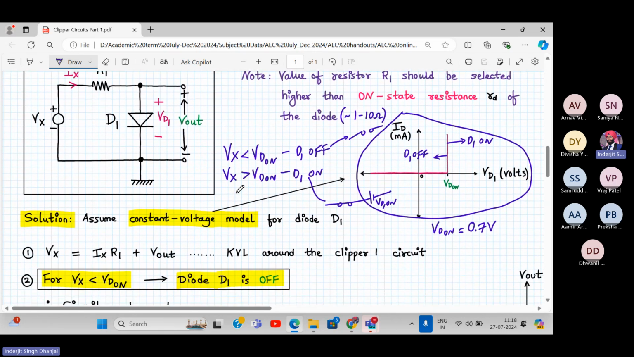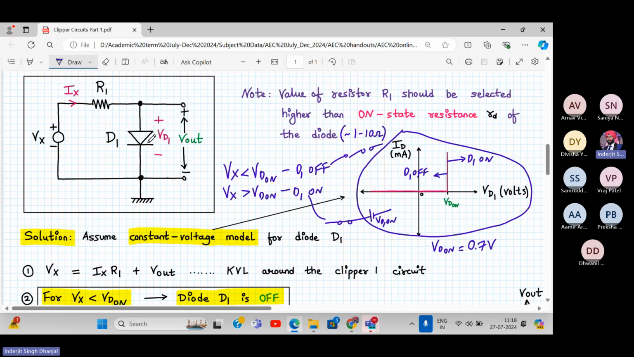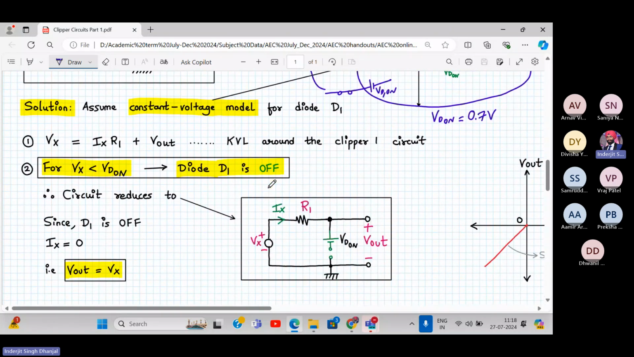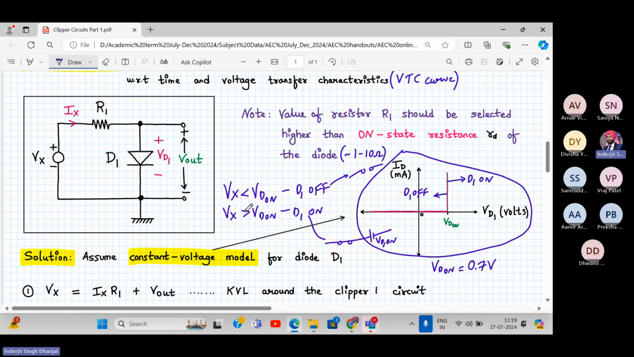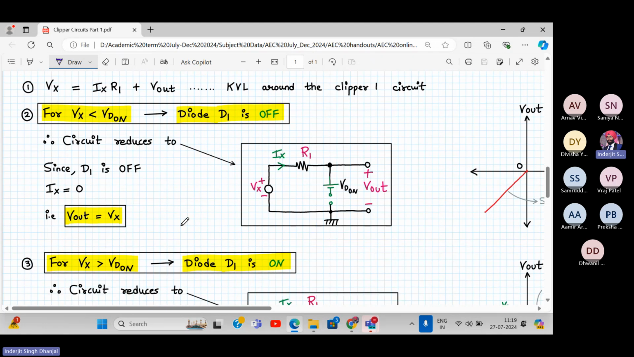So can we proceed ahead with this? Okay. So let's consider the first case. Vx is less than Vd on. So this Vd on is the clipping level in our case. So that is around 0.7. First, let us solve in general and then at the end we'll put the numbers. So for Vx less than Vd on, diode D1 is off. So whenever the diode D1 is off, it is replaced with an open circuit. So here it is, open circuit. So here the circuit reduces to this network. So since it is an open circuit, current Ix will be 0. So what can we say over here? V out is equal to the input Vx. So that here we can say that the output voltage follows the input changes.